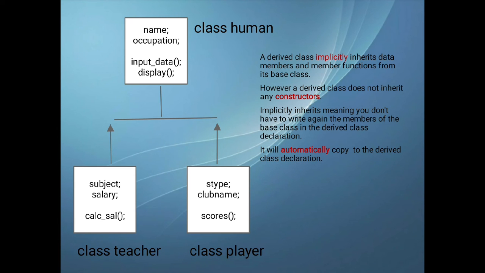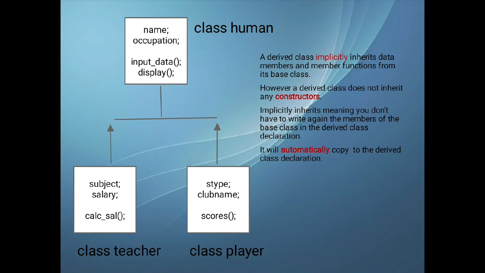Okay, the derived class, only when it gets instantiated, then only the base class constructor gets invoked. But the derived class cannot explicitly call the base class constructor. It can be done only implicitly. That is the default constructor.